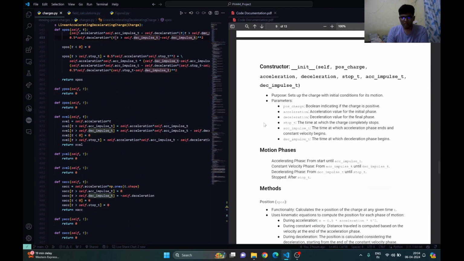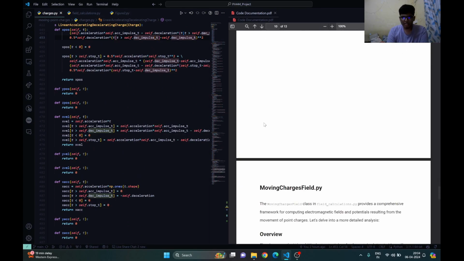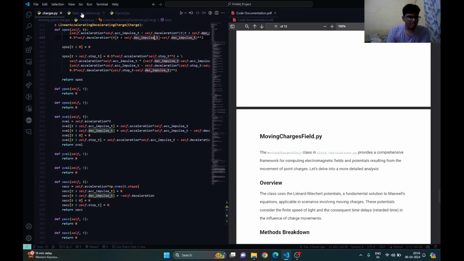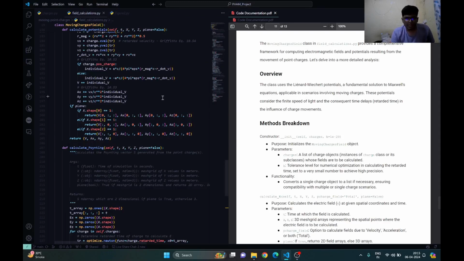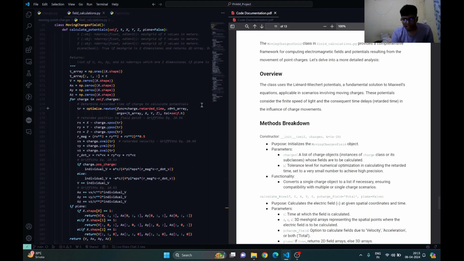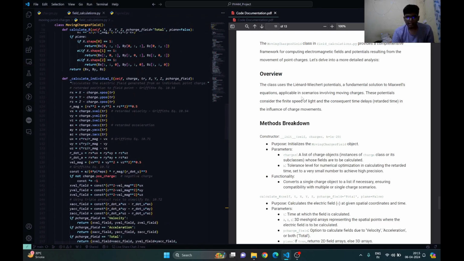So let's move on to the other file, which is the main file. Now I'm going to be explaining the field calculations.py code. Basically the overview is that it uses the linear Liénard-Wiechert potential formulation of electrodynamics, and then calculates the fields and everything through that.